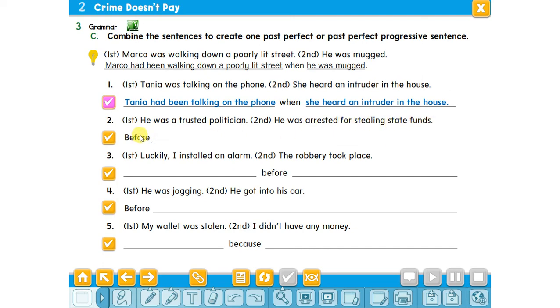شوف before، إيش بدي أقول هنا؟ Before he was arrested، ها، because he was arrested for stealing state funds he had been a trusted politician. أوكي، هذه first وهذه second. دائما السكند هو اللي بيكون إيش؟ He had been a trusted politician، لأنه هذه الثانية فبحطها بصيغة إيش؟ بصيغة الباست بيرفكت، لأنه الحدث الثاني بيكون had زائد فيرب 3.